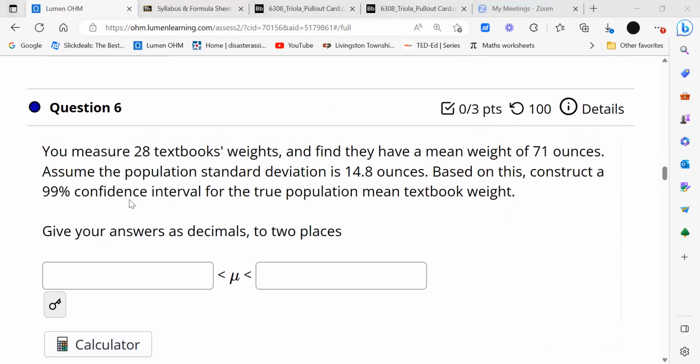Now let's look at question 6. Question 6, it's a confidence interval question, right? Because if you look at the result here, you want to find a lower limit to estimate the population mean and an upper limit for the population mean. So let me share the screen with you first.